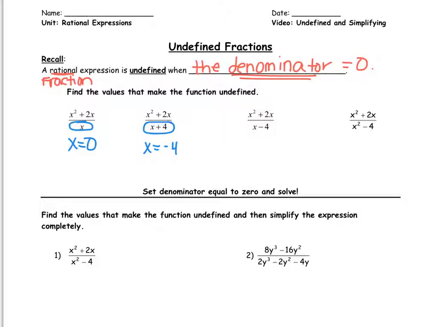Same thing for this one. Some of you are going to say, well, x has to be 4, because when I do 4 minus 4, I get 0. Okay, now even this last one some of you can do in your head.